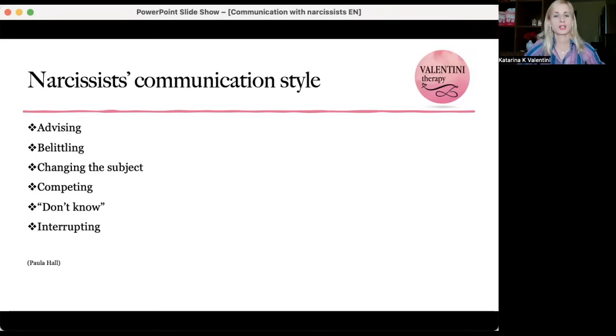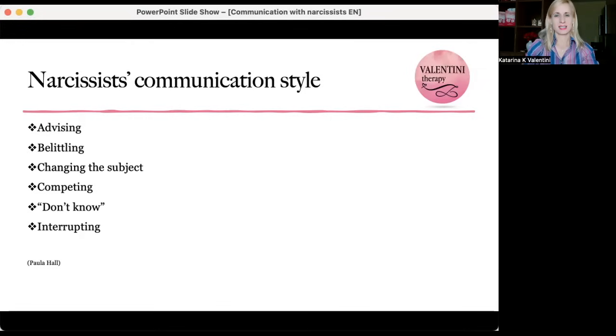Now, narcissists' communication style. These are the strategies that narcissists frequently employ in their communication with us. Some of them are very annoying to me. All of them are frustrating, and all of them lead to unsuccessful communication. Now, these styles are taken from Paula Hall's book. So which are the strategies narcissists use in communication?